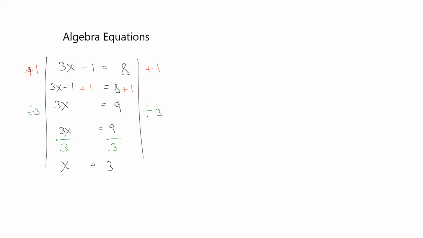Now, let's go back and do a check, okay? So all I'm going to do is I'm going to do a check over here. I'm going to go back to my original equation, which was 3x minus 1 is equal to 8. I'm going to go back to my answer here.